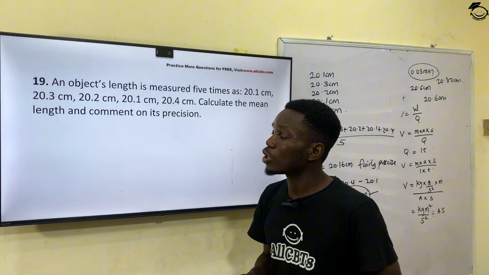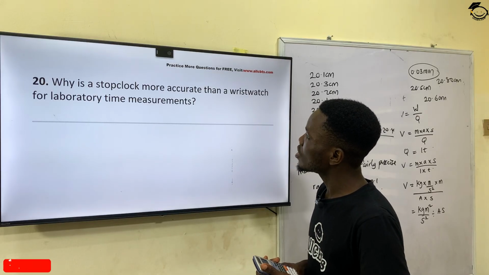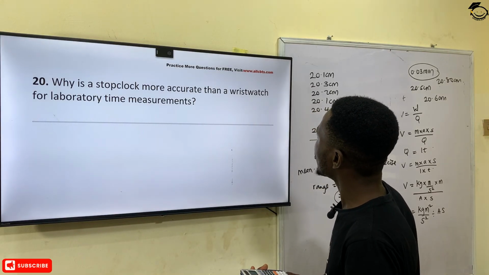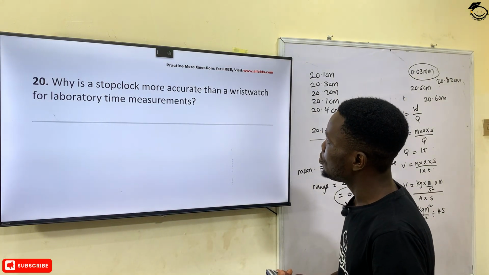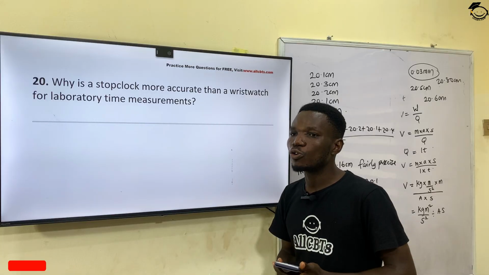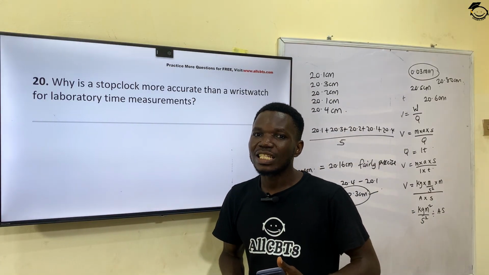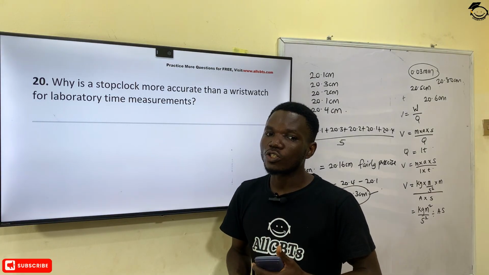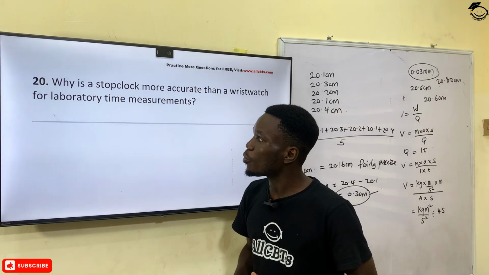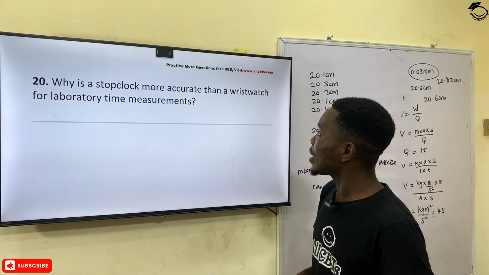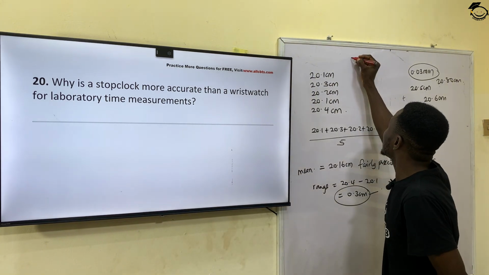So that is also question number 20. We said, why is a stop clock more accurate than a wristwatch for laboratory time measurement? Now, if you watched our video on measurements and units, you will see I explained there that in certain conditions a particular apparatus is preferred to another. So, for example, in a laboratory experiment, we cannot use a wristwatch. Why? Because a wristwatch measures its time in seconds.